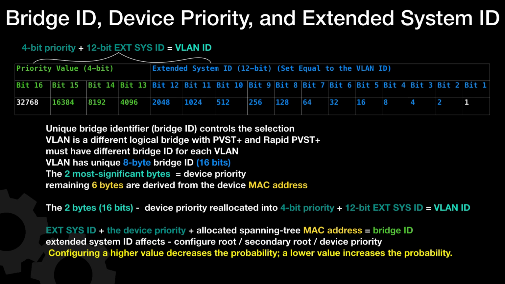Support for the extended system ID affects how you manually configure the root device, the secondary root device, and the device priority of a VLAN. For example, when you change the device priority value, you change the probability that the device will be elected as the root device. Configuring a higher value decreases the probability, a lower value increases the probability.